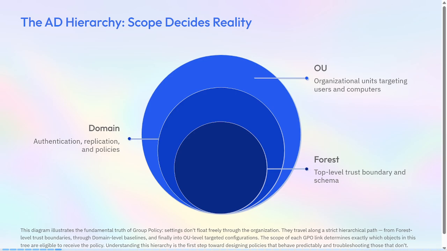See here the AD hierarchy: domain, authentication, replication and policy. See here, first the forest, that is the top level trust boundary and schema. On top of that you have domain, on top of that you have OU.